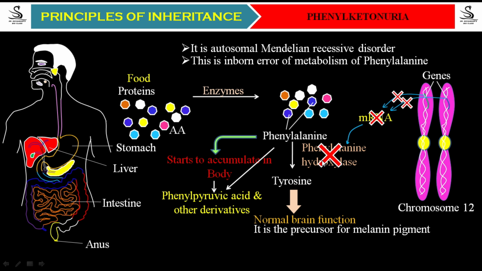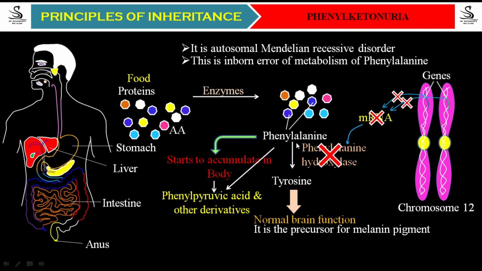Why is this enzyme absent? Because both these genes are found affected. One from the father, one from the mother. They have received both genes as affected, or defective, genes only. They are not able to produce the mRNA. Hence there is no phenylalanine hydroxylase. Hence phenylalanine is not converting into the tyrosine.